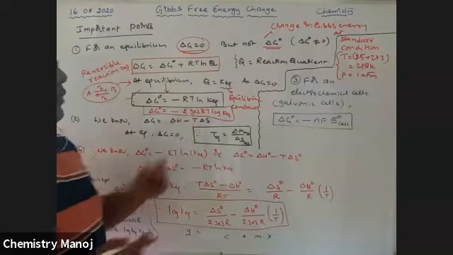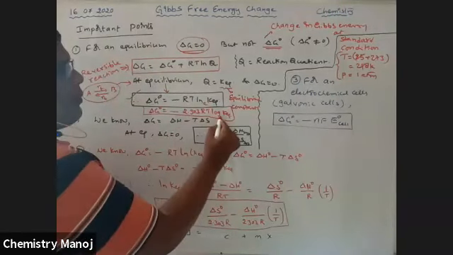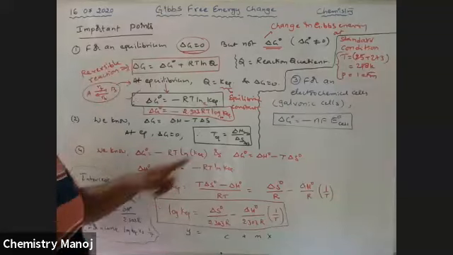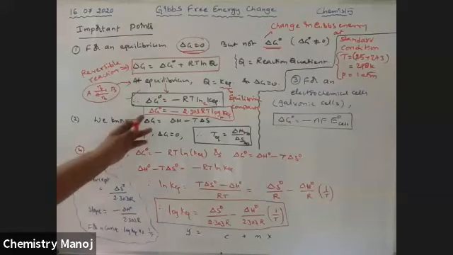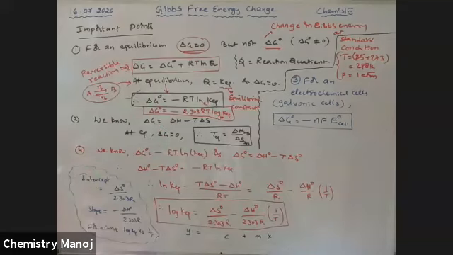So that is base e, my dear boys, and this is base 10. That is the difference. To convert base e terms into base 10, multiply the value by 2.303. Therefore, delta G naught is equal to minus 2.303 RT log K equilibrium.